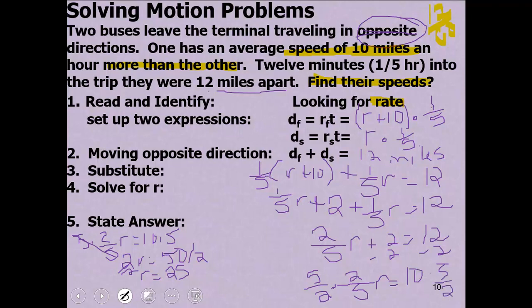So the slower vehicle is going to be 25 miles per hour, and the faster vehicle is going to be 35 because it's going to be 10 miles per hour more. It's going to be the faster one.